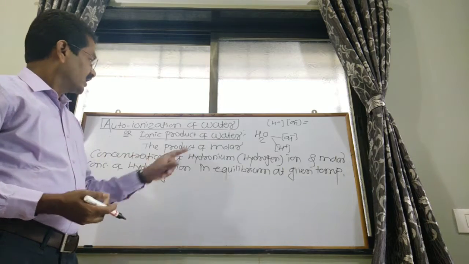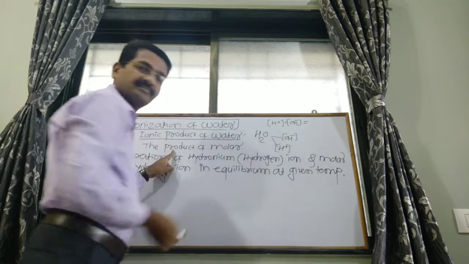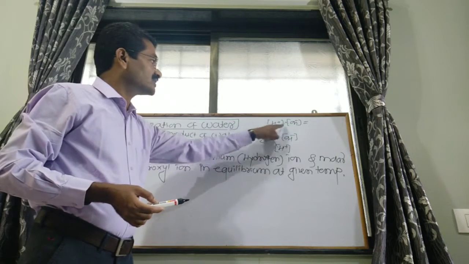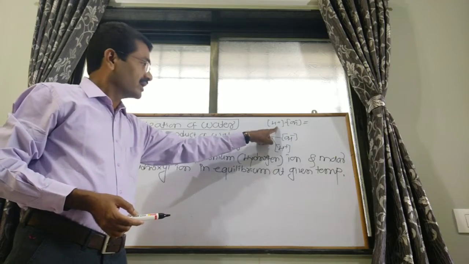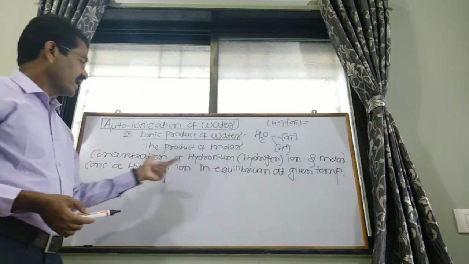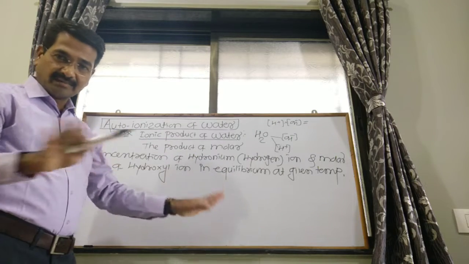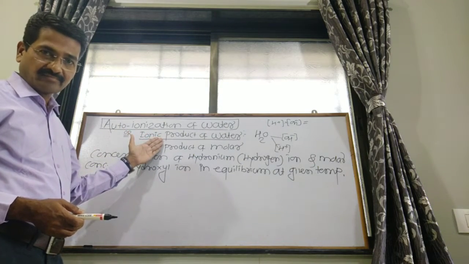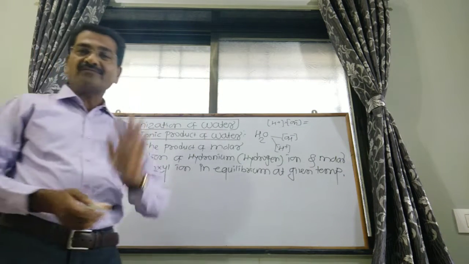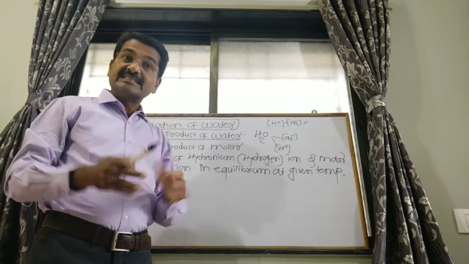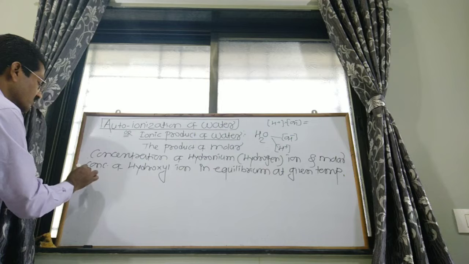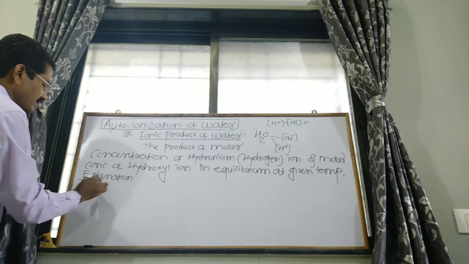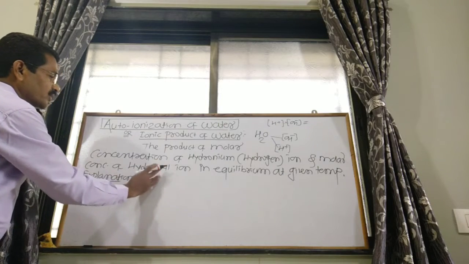Again, see the definition. The product of molar concentration of hydronium or hydrogen ion and molar concentration of hydroxyl ion in equilibrium at a given temperature is called the ionic product of water, or autoionization of water. This is the definition. Then see the explanation of ionic product of water. How to explain the ionic product of water?